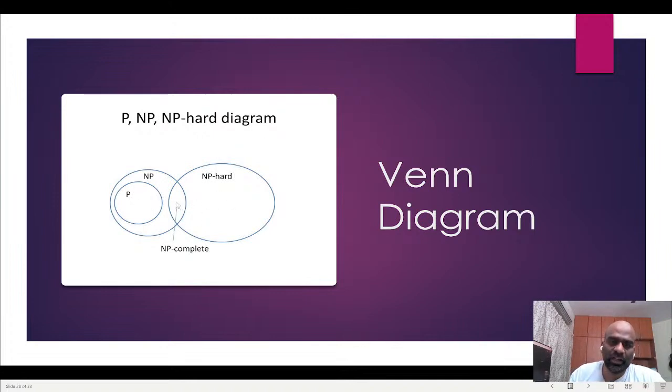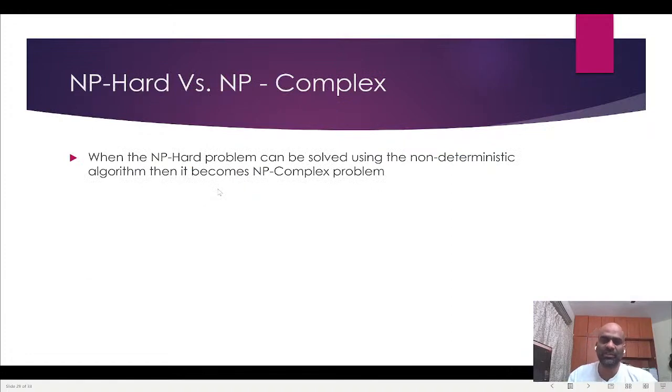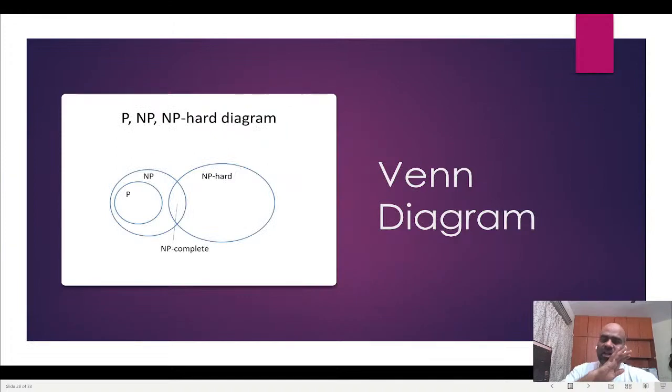We'll come back to this NP-complete and NP-hard. NP-hard is a problem that cannot be solved. For example, there are multiple choices. The traveling salesman problem can be solved, but when I bring a deterministic solution, meaning asking this type of question, it becomes NP-complete. So it's basically a subset of NP, but it was NP-hard. Once there is a deterministic solution, it becomes NP-complete.